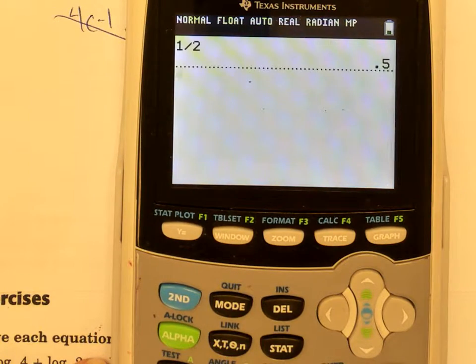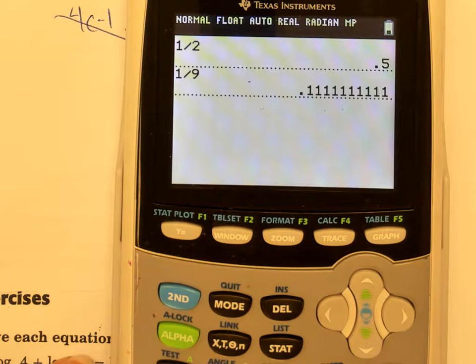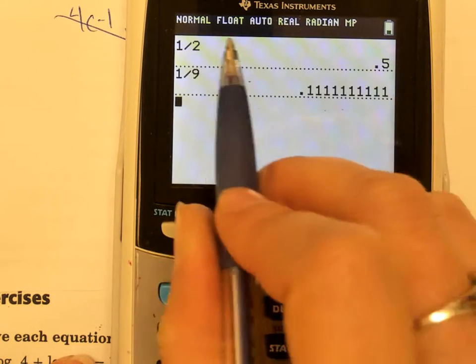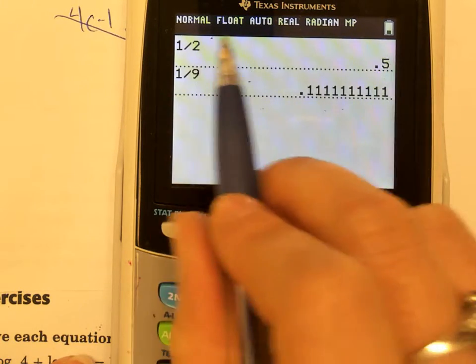See how that one stops? But that one goes on and on and on. That's why this one does not terminate, so I would leave it 1/9. This one does terminate, so you could either leave it 1/2 or 0.5. Either one is okay.